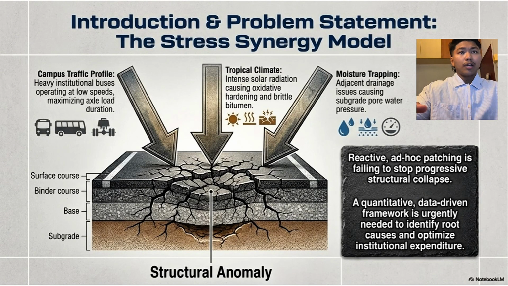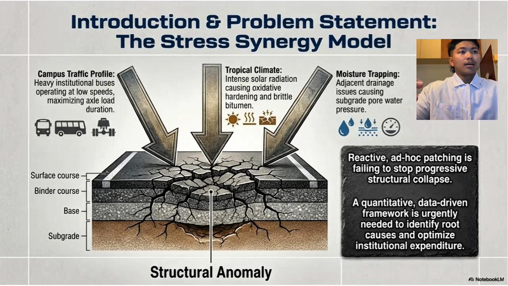First, we have the campus traffic profile, which is heavy institutional bus operation at low speed, maximizing axle load duration. Second is the tropical climate, where intense solar radiation causes oxidative hardening and brittle bitumen. Third is moisture trapping, where adjacent drainage issues cause poor subgrade water pressure.